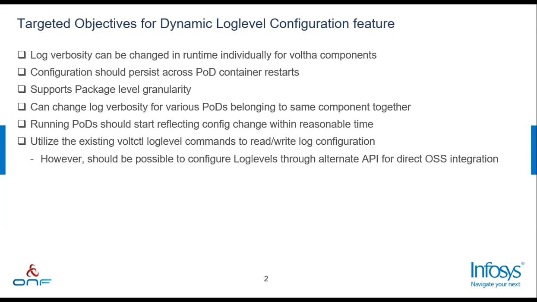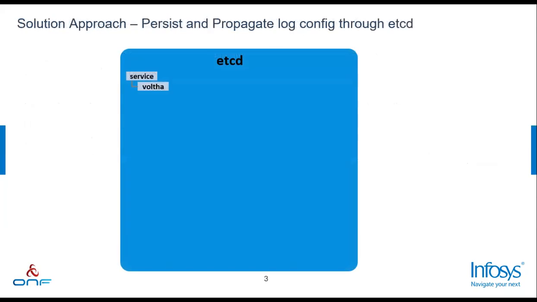These were the objectives, and now the solution. The way we went about it was storing the log level configuration in etcd. etcd today has the service/voltha as the base path, under which all the information is stored by VOLTHA. We introduced a new path under it called config, and under that the configuration related to different components is stored.